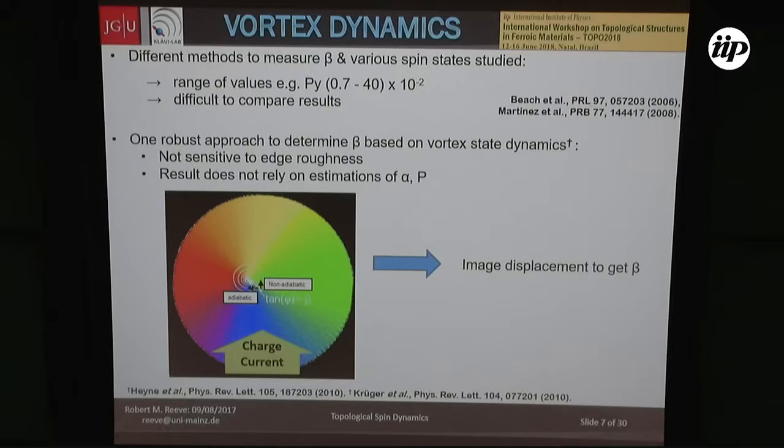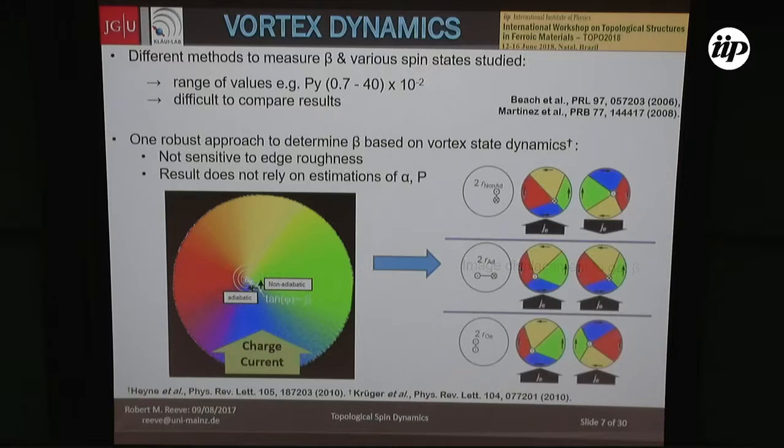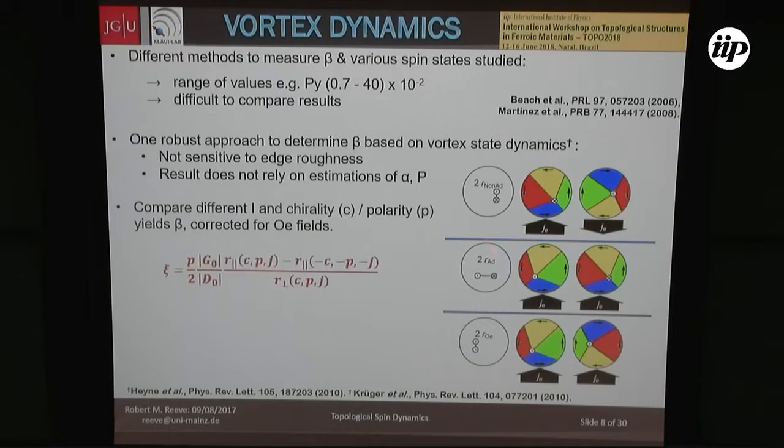Now, in addition to these components here, there's also potentially an Ørsted field contribution to this. And so in practice, what you can do is image different states with different chiralities and different polarities. By taking different contributions of these, you can extract just the non-adiabaticity component. And so here you have the equation. You need to have 3 different configurations. And here at the front, you just have some prefactor which you can get from micromagnetic simulations or analytical models. And then from this, you can extract a value of beta.